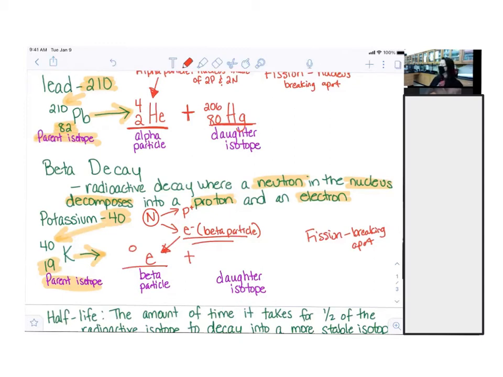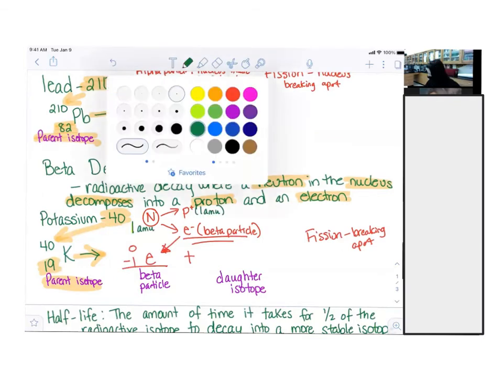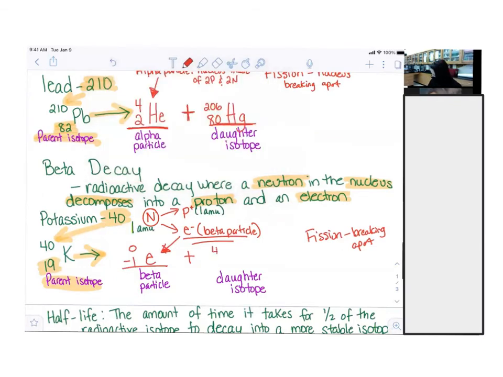Now an electron, normally that bottom left number is a number of protons. Obviously an electron is not a proton. So what number do we put on the bottom? We're going to put the charge of the electron on the bottom. So we put a -1. This is also going to help us with making sure that we've got the right daughter isotope. So the isotope still has a mass of 40.